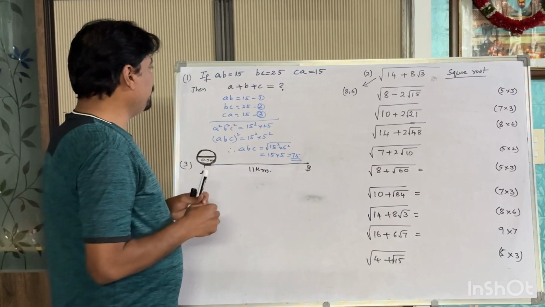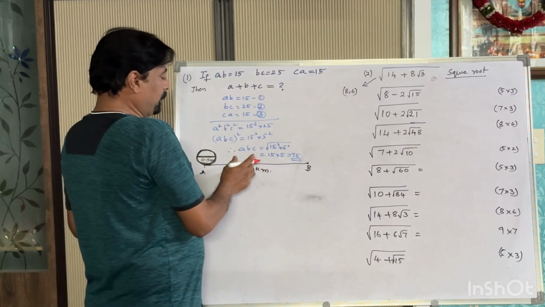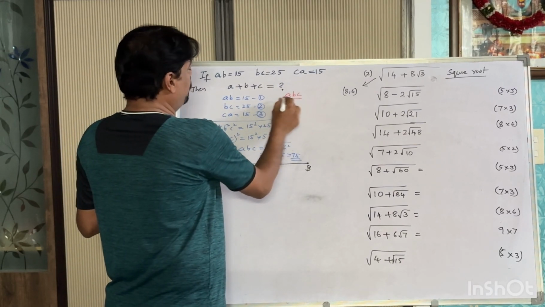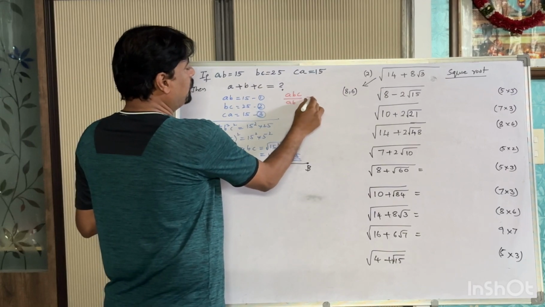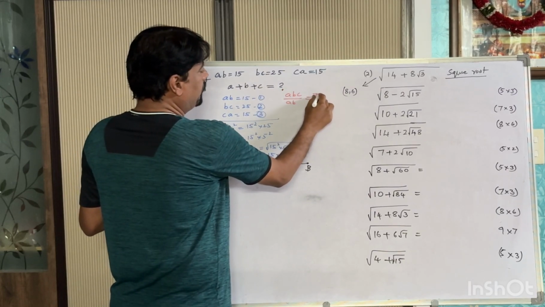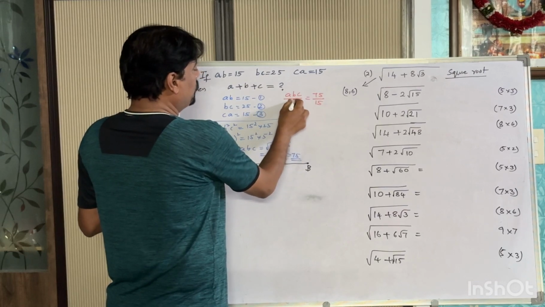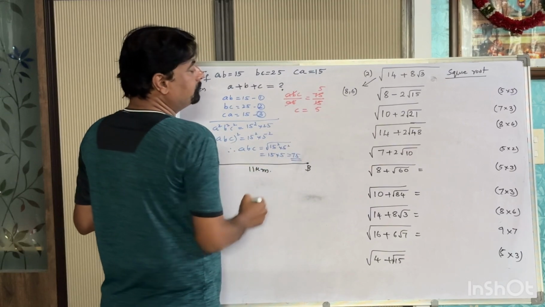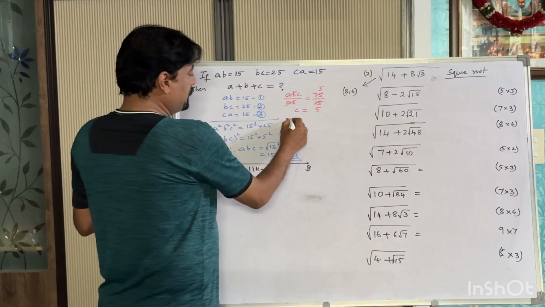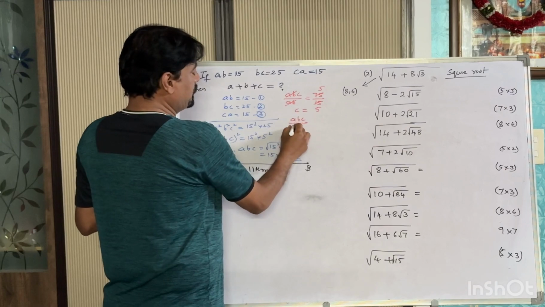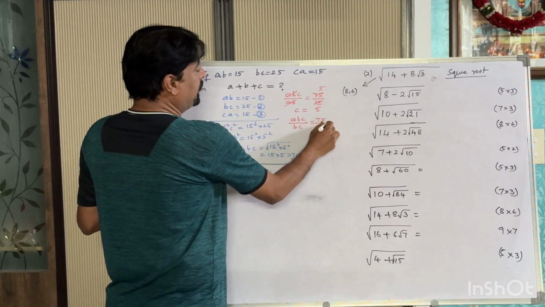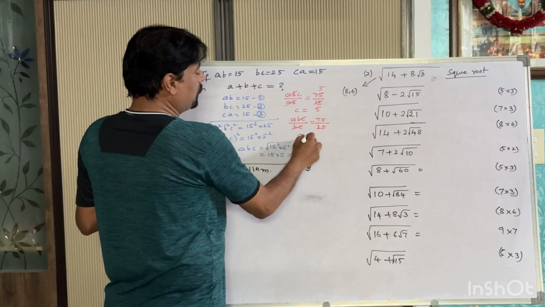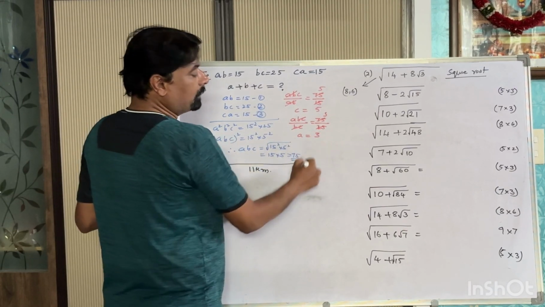Then what I am doing here: divide ABC by the first equation, AB. ABC value is 75 and AB value is 15, so A and B will be cancelled. C is equal to 75 by 15, so I got the C value as 5. In the same way, divide ABC by the second equation, BC. ABC is 75 and BC is 25, so BC will be cancelled. A is equal to 75 by 25, so A is equal to 3.